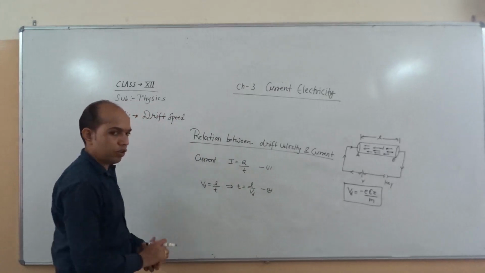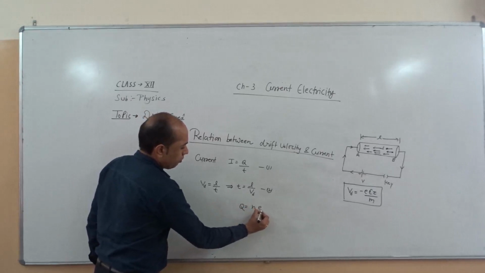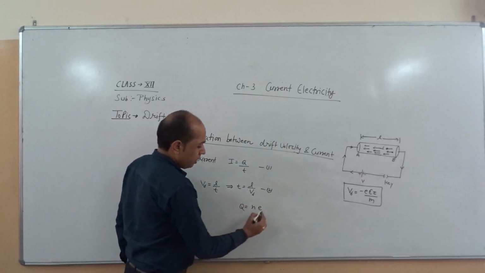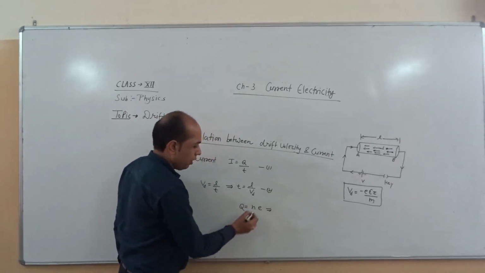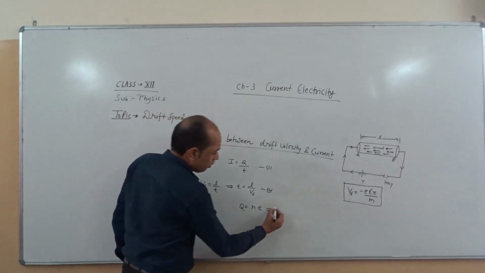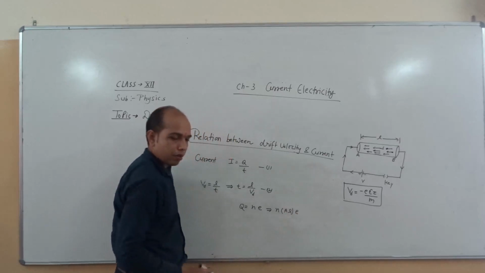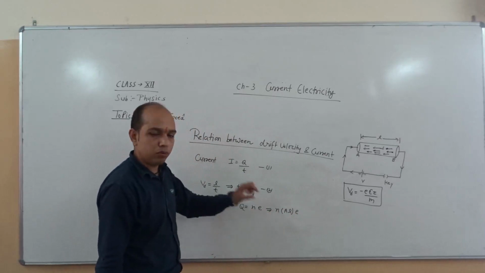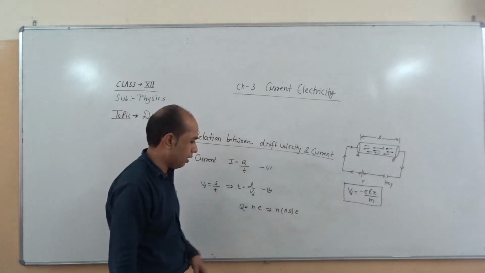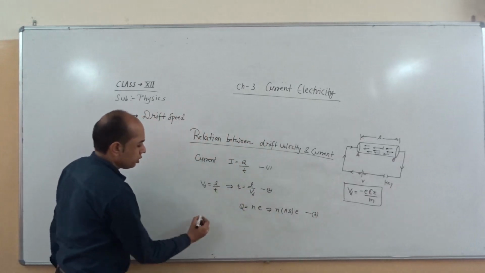Now we come to charge Q. As we know, Q = Ne, for quantization of charge. Here N is replaced by the number of electrons per unit volume times volume, so this is n times area times length, times e. Because again n is the number of electrons per unit volume, volume to volume cancels out, and again we get Ne. Now equations second and third are substituted in the first.